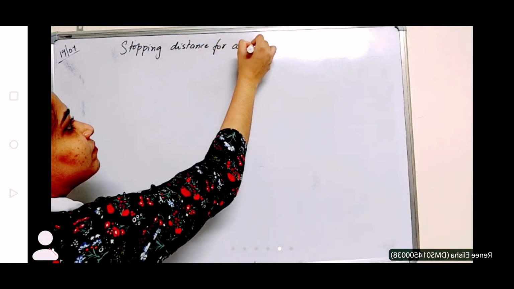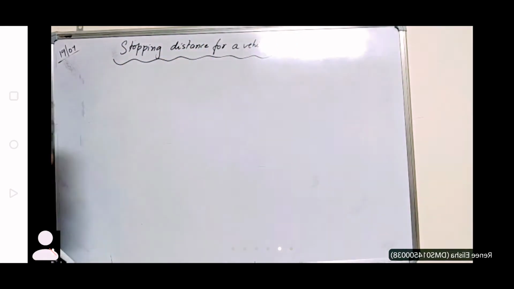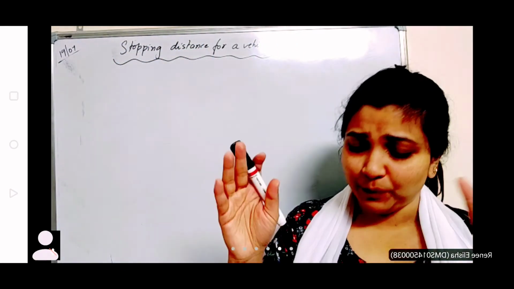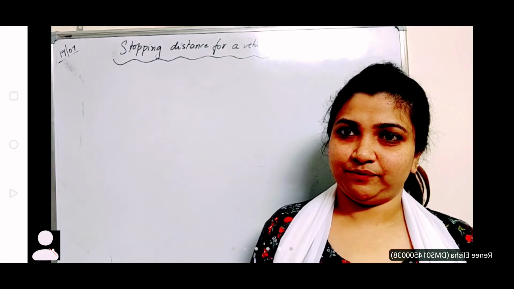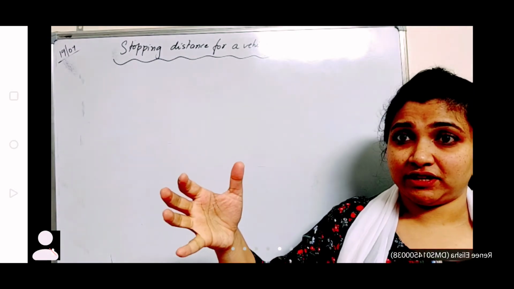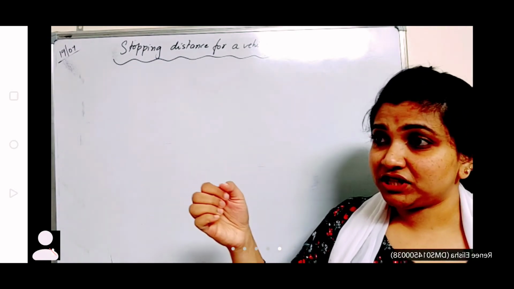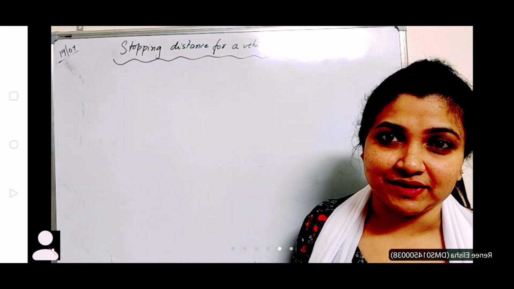Now, what do you mean by stopping distance for a vehicle? Suppose you're going somewhere and you apply brakes. The distance covered once you apply the brake till it stops is called the stopping distance.